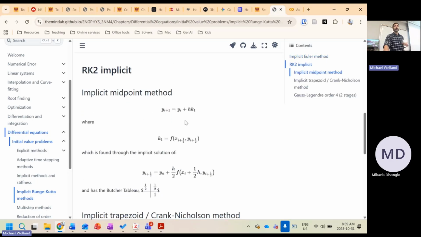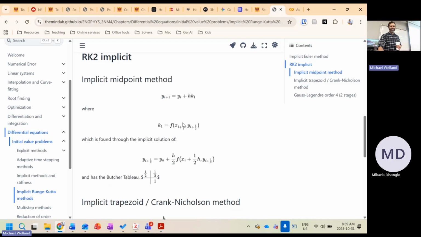Yeah. There are other ones. There are the implicit midpoint methods. Bowen, I was expecting you through the door. What happened?